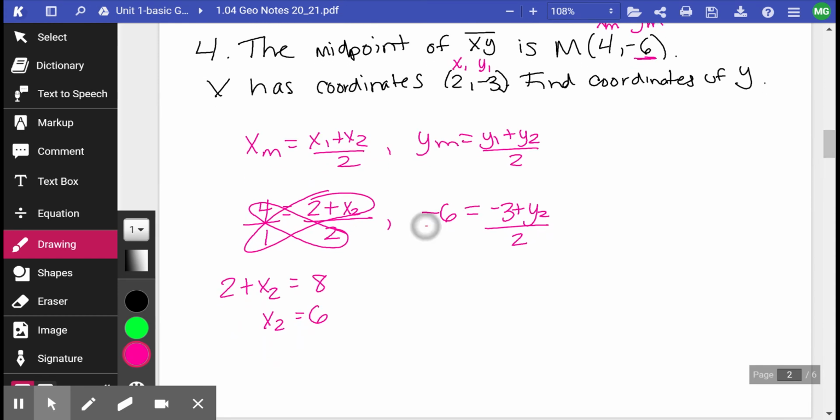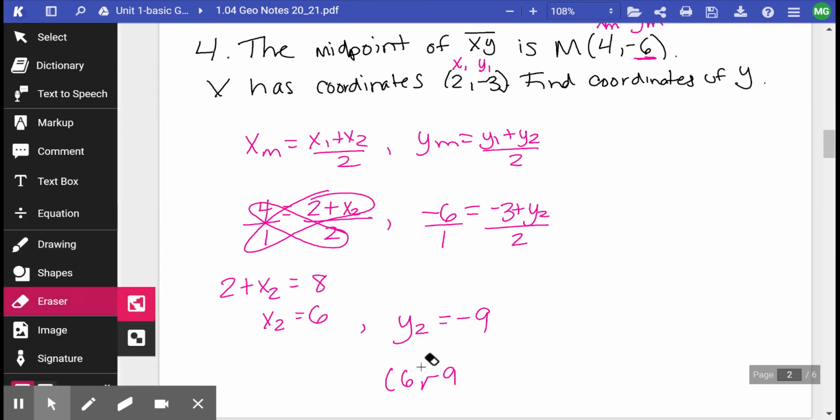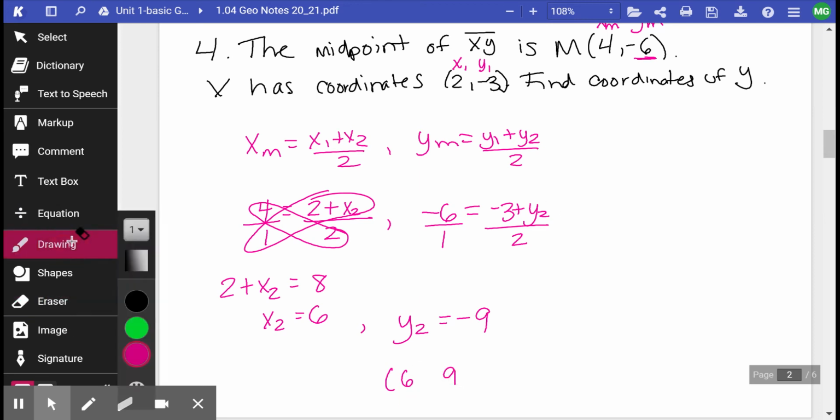I would pause here, do the same thing on this side, cross multiply, solve, and then check back for the answer. So y sub 2 here should have given you -9, so the final answer is 6, -9, for the coordinates of the other endpoint.